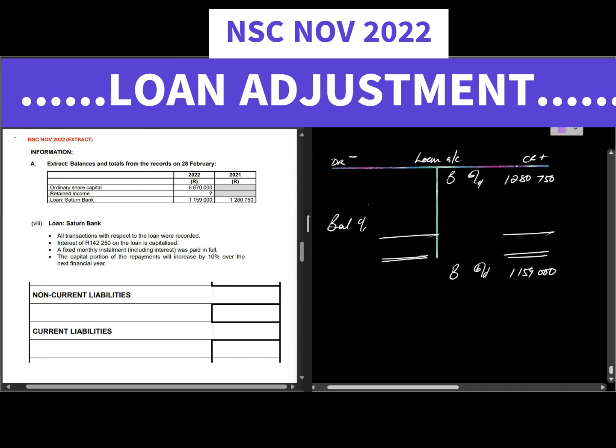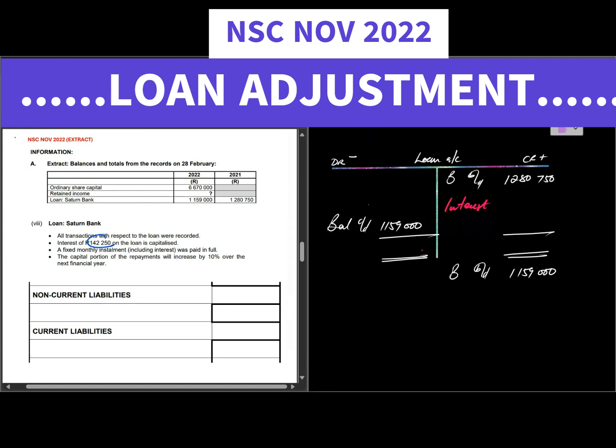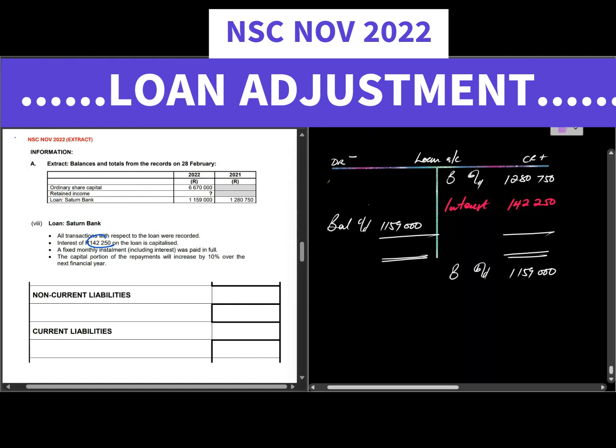So I come here, here's my balance carried down, 1,159,000. Interest is cast in stone. It has to be here on the credit side. Then interest is given, which is 142,250. So here it's 142,250. And then the one thing that remains is the repayments. I'm just going to say bank here.